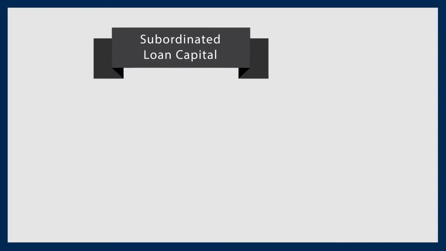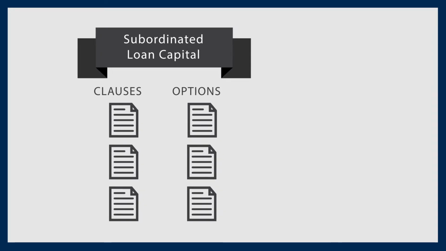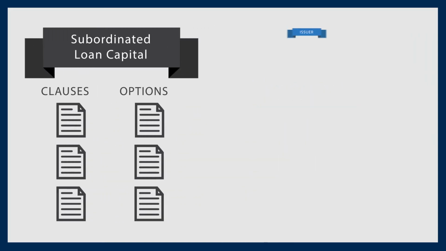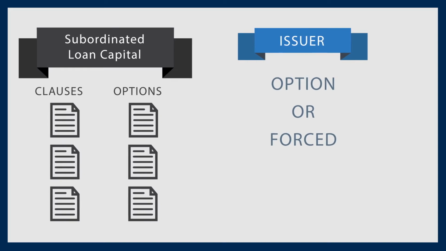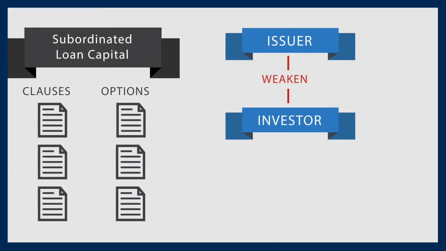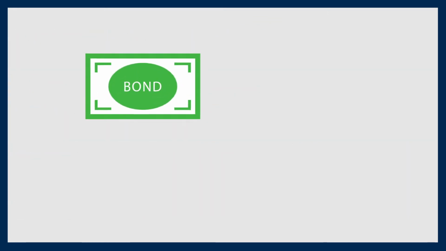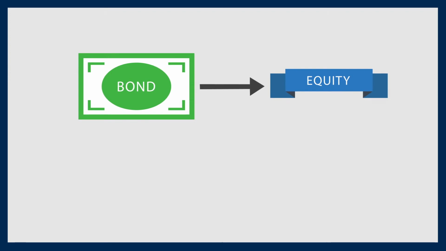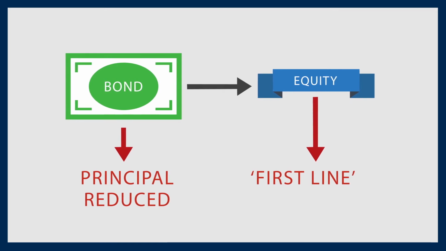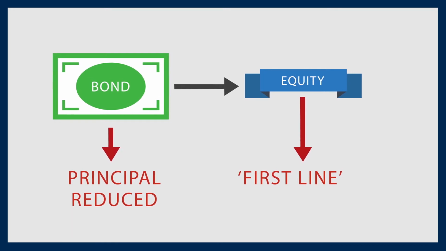Bonds that fall into the category of subordinated loan capital may have several clauses and options attached to them. This is especially the case for bonds that have been issued by financial institutions. In some cases, these issuers have the option, or may be forced by the financial supervisory authorities, to weaken the position of the investor before financial distress occurs. As a result, the bond may have been converted to equity, which changes it to a first-line loss absorber. Or the principal amount of the bond may simply have been reduced, meaning that the investor will not get as much money back when the bond is repaid.